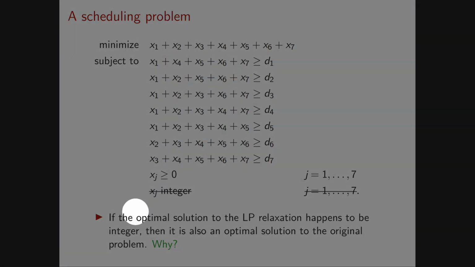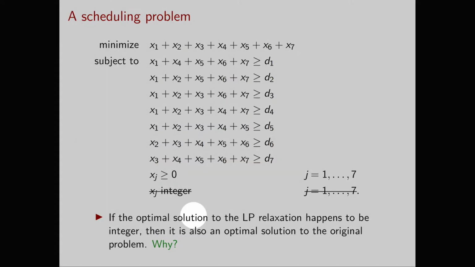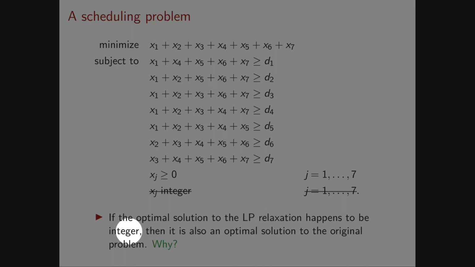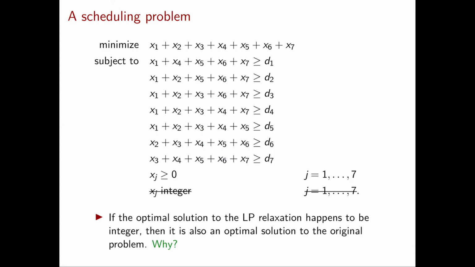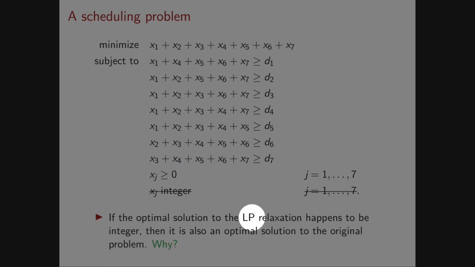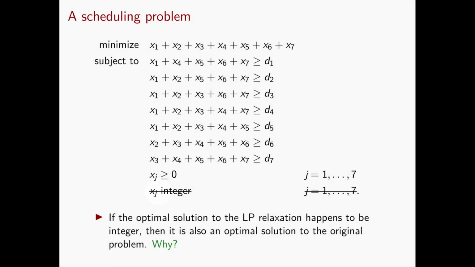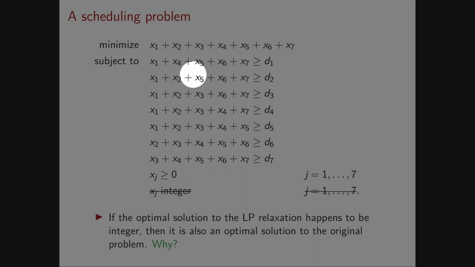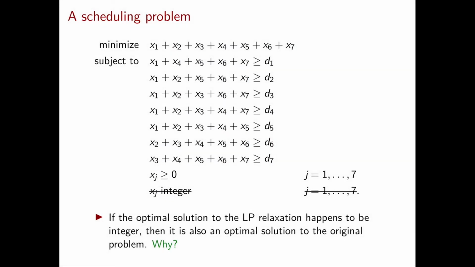The next observation is that if it just so happens that the optimal solution to the LP relaxation is integer, then it is also an optimal solution to the original problem. So why is this true? Let's call x star the optimal solution to the LP. Since x star is feasible to the LP and is also integer, it is feasible to the integer linear programming problem. But then why is it optimal? Well, because it's already the best solution among all the feasible solutions to the LP. Therefore, it must be the best solution also among the smaller set of the feasible solutions to the integer linear programming problem.